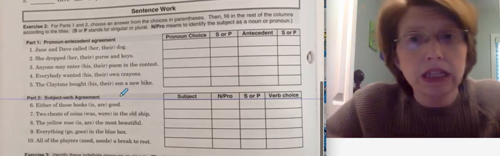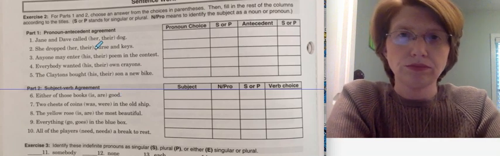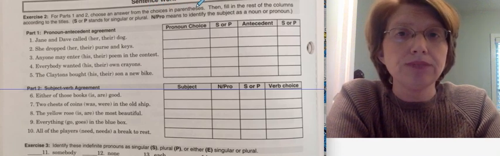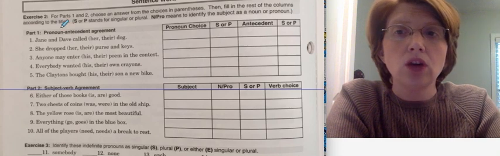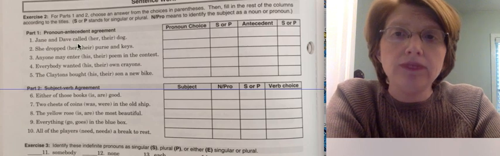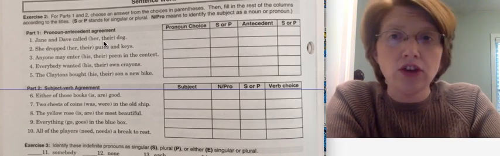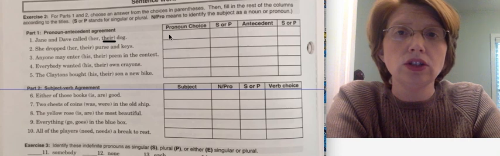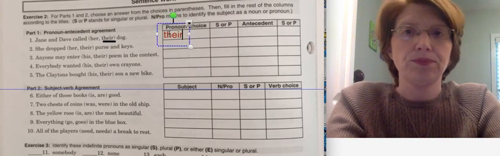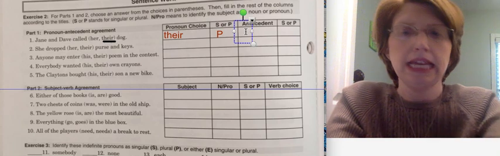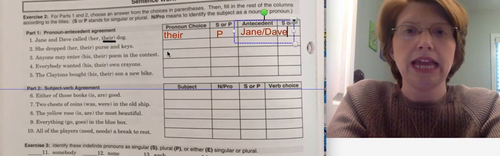Now, let's look at the sentence work at the bottom. For parts 1 and 2, choose an answer from the choices in parentheses. Then fill in the rest of the columns according to their titles. S and P is singular and plural. N and pro is noun or pronoun. Okay, so Jane and Dave called their dog, right? Because it's Jane and Dave. So my pronoun choice, you're going to write here, is their. Their is plural, and the antecedent is Jane and Dave.